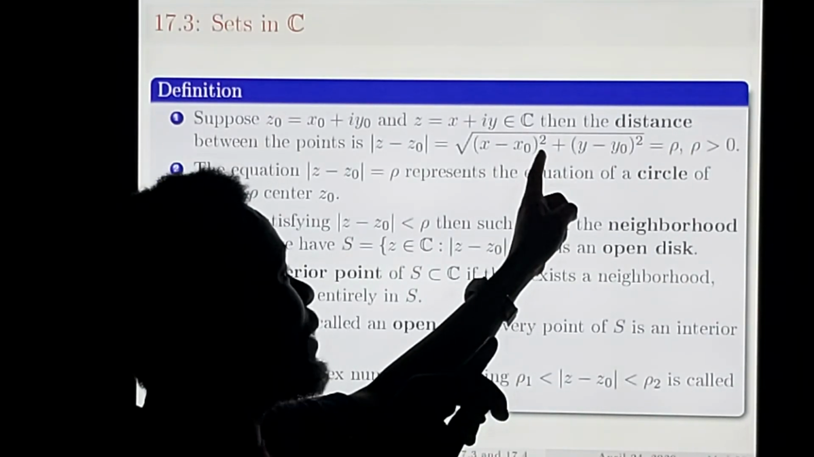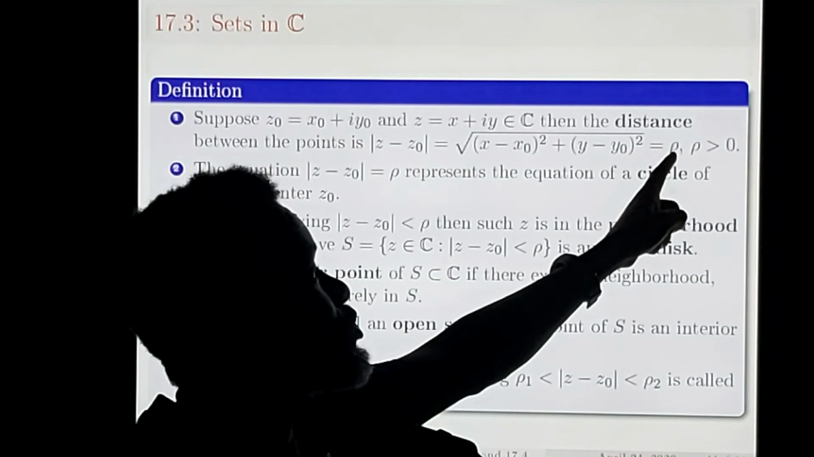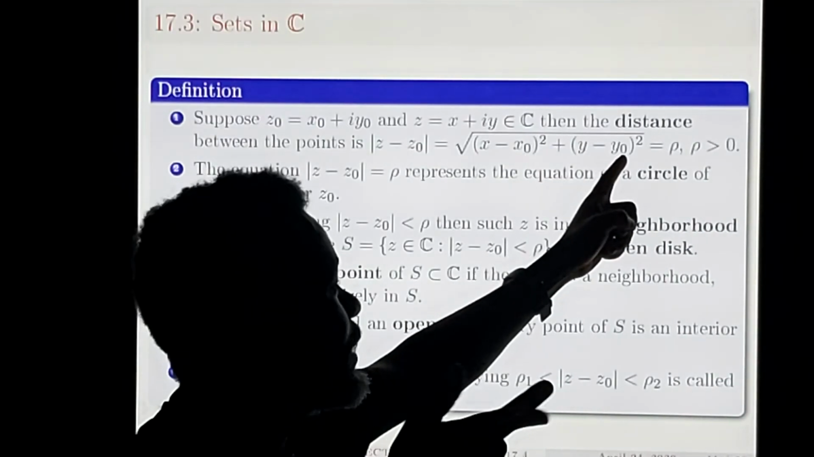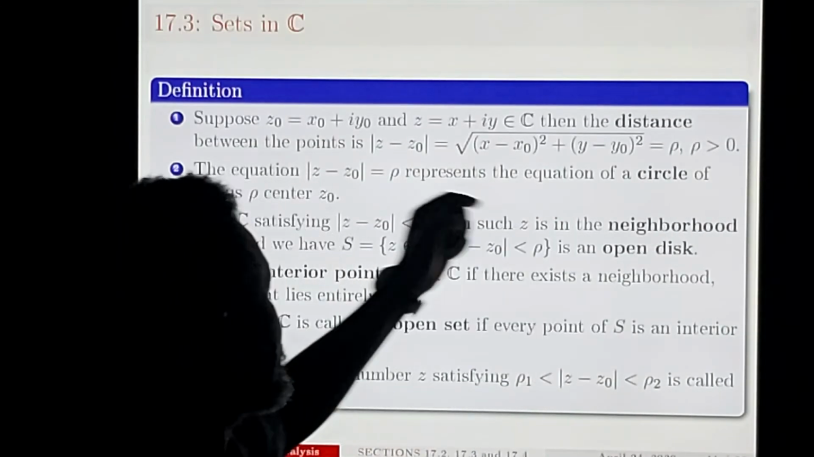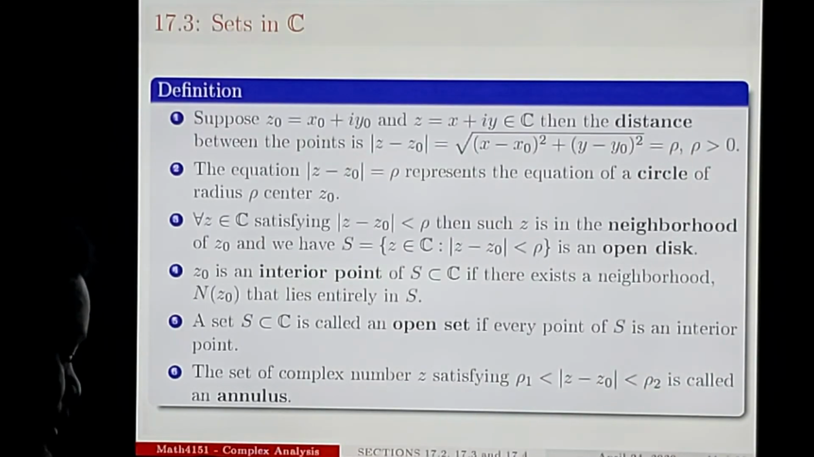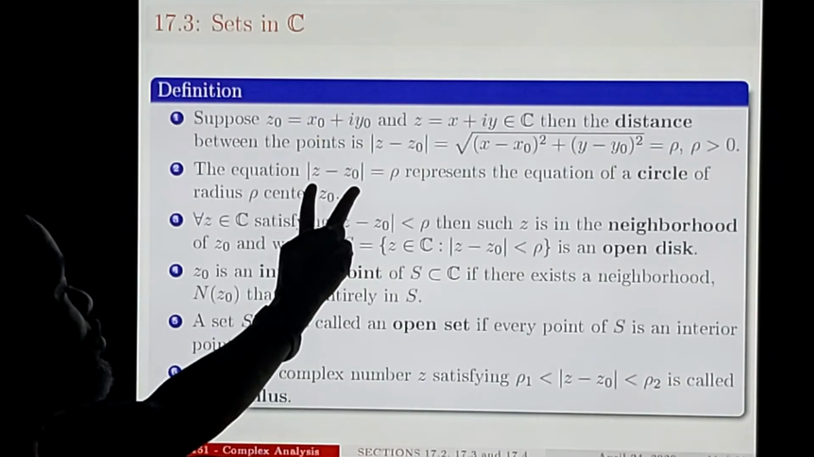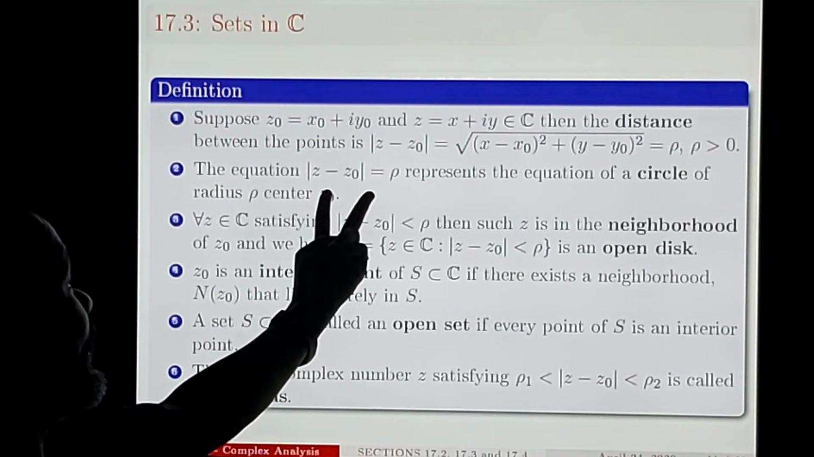So you have this squared plus this squared equals rho squared, which is the equation of a circle whose center is X naught, Y naught, and radius is rho. So this represents the equation of a circle of radius rho with center Z naught. This is exactly what we're saying there. That's the first definition. So we always represent a circle this way in the complex plane.